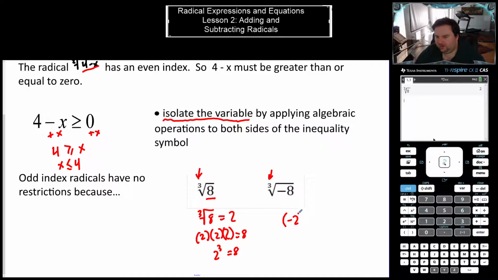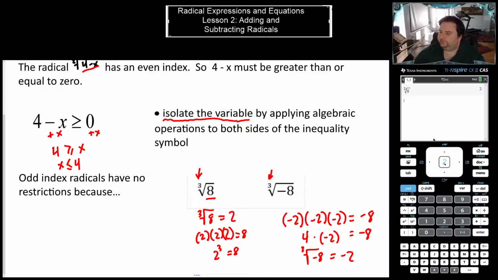So if I put that negative sign in here, what's negative 2 times negative 2? That's 4. What's 4 times negative 2? That happens to also be negative 8, right? And the cube root of negative 8 is negative 2. Watch. The cube root of negative 8 is negative 2. So that's why it works.